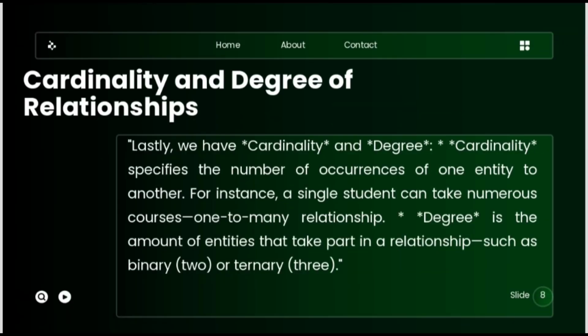Cardinality and degree of relationship. Lastly, we have cardinality and degree. Cardinality specifies the number of occurrences of one entity to another. For instance, a single student can take numerous courses, a one-to-many relationship. Degree is the number of entities that take part in a relationship, such as binary or ternary.